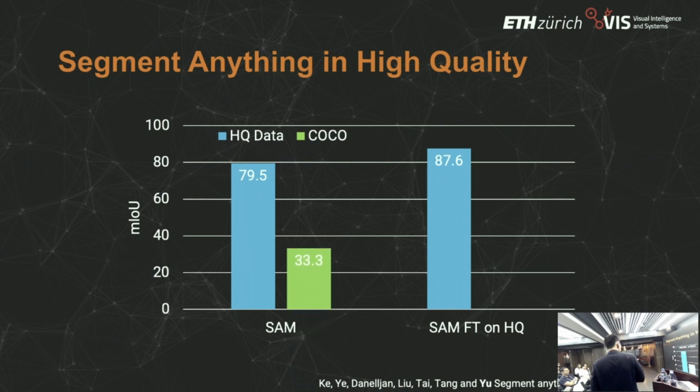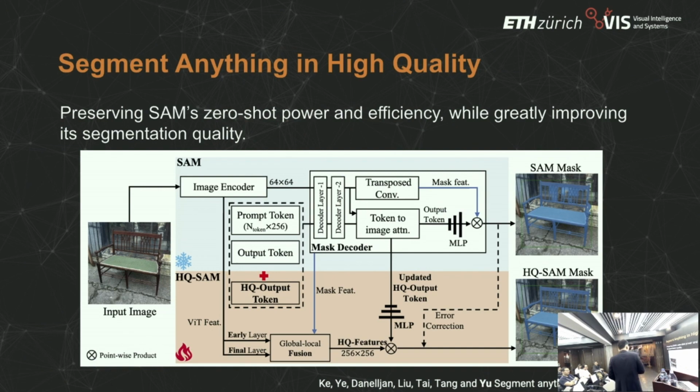So the SAM has a very good performance on COCO, which is a commonly used instance segmentation dataset for common objects. After we fine-tune the model on the HQ high-quality data, the performance on COCO becomes miserable. So this says that although fine-tuning can give us better performance on the details, it loses the generalization capability it should have for Segment Anything. So how can we solve the problem?